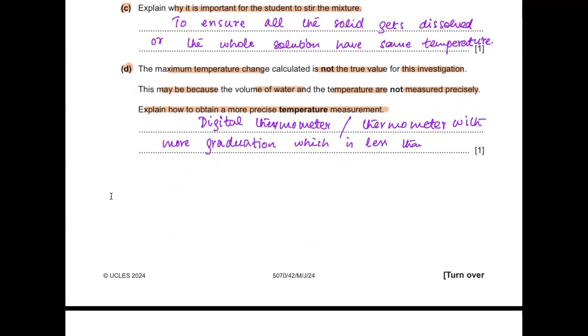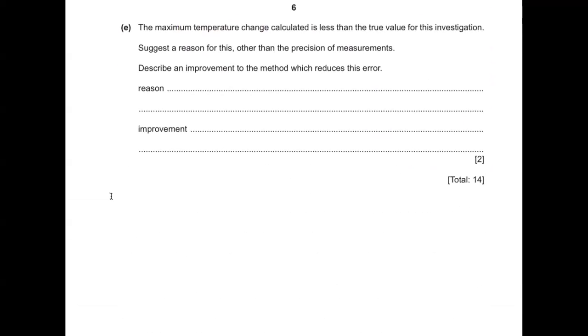So these are having a graduation of 1 degree. So we need one having a graduation lesser than 1 degree Celsius. Next part. The maximum temperature change calculated is less than the true value for the investigation. Suggest the reason for this, other than the precision of measurement. Describe an improvement to the method which reduces the error. So it's very simple.